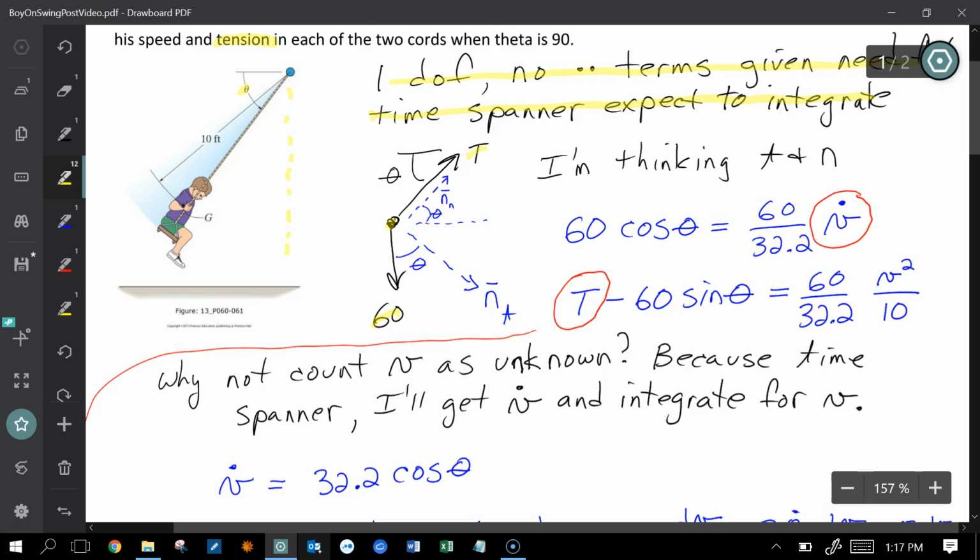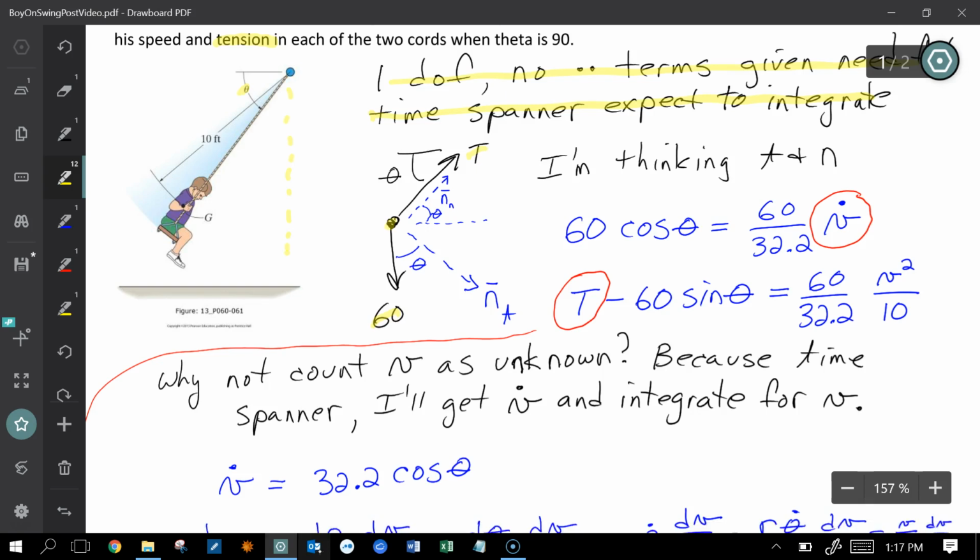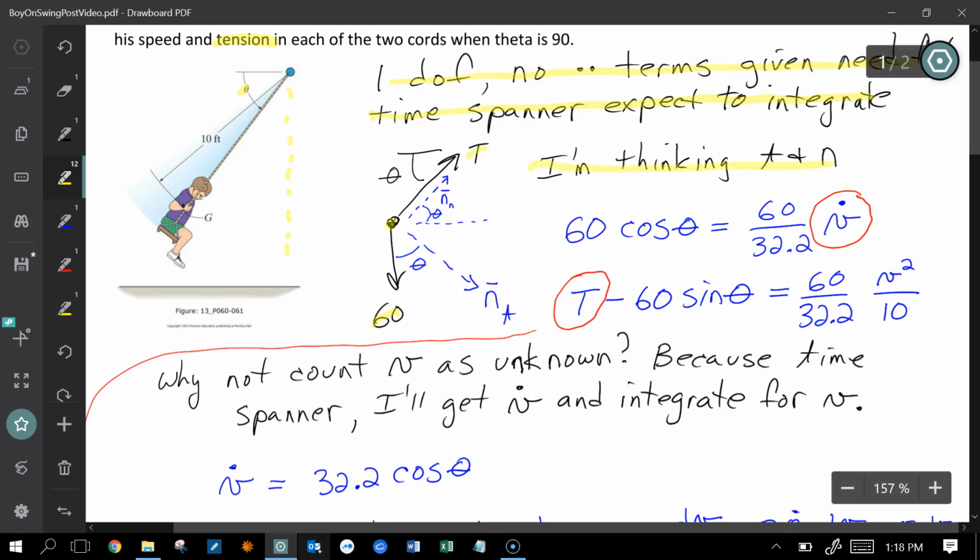Okay, so now after you draw the free body diagram, you need to sum forces. You have to determine what direction to sum forces in. I'm thinking tangent normal because I know the path. It's a circle. You're asking me for speed, and so that tells me that maybe you want to do tangent normal. So that's what I'm doing. I'm going to do tangent normal.